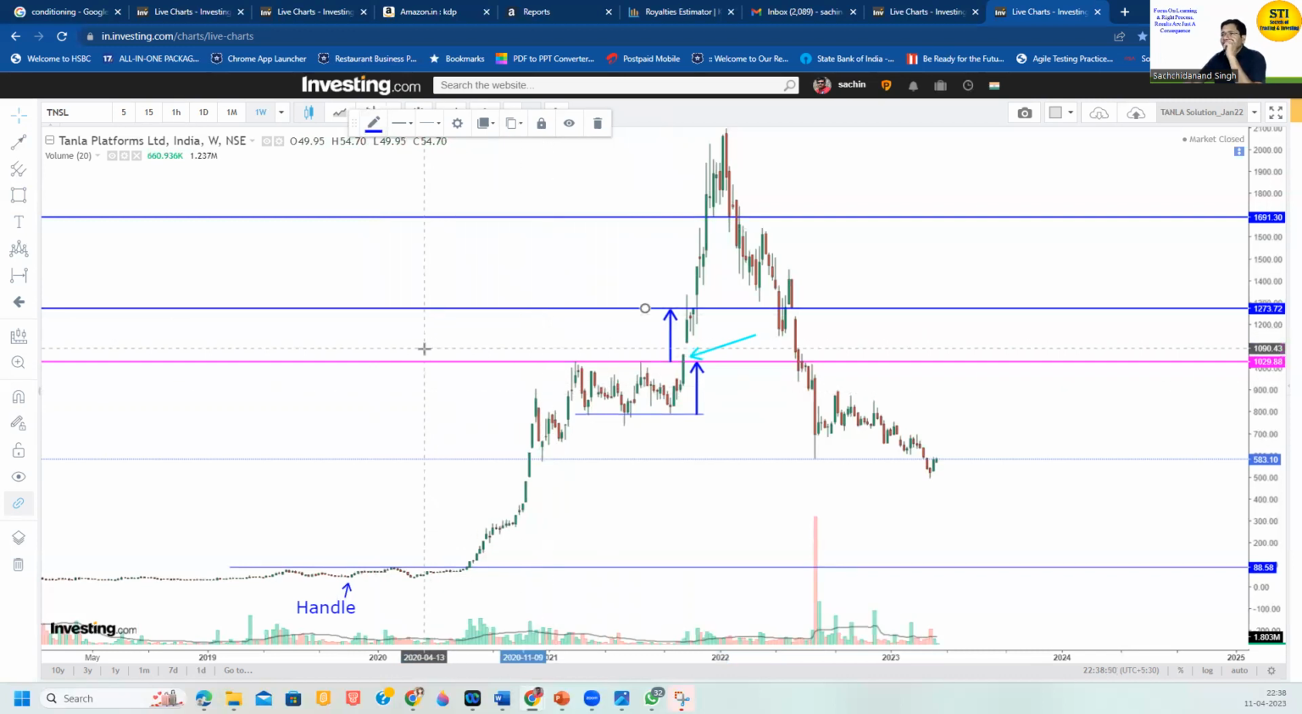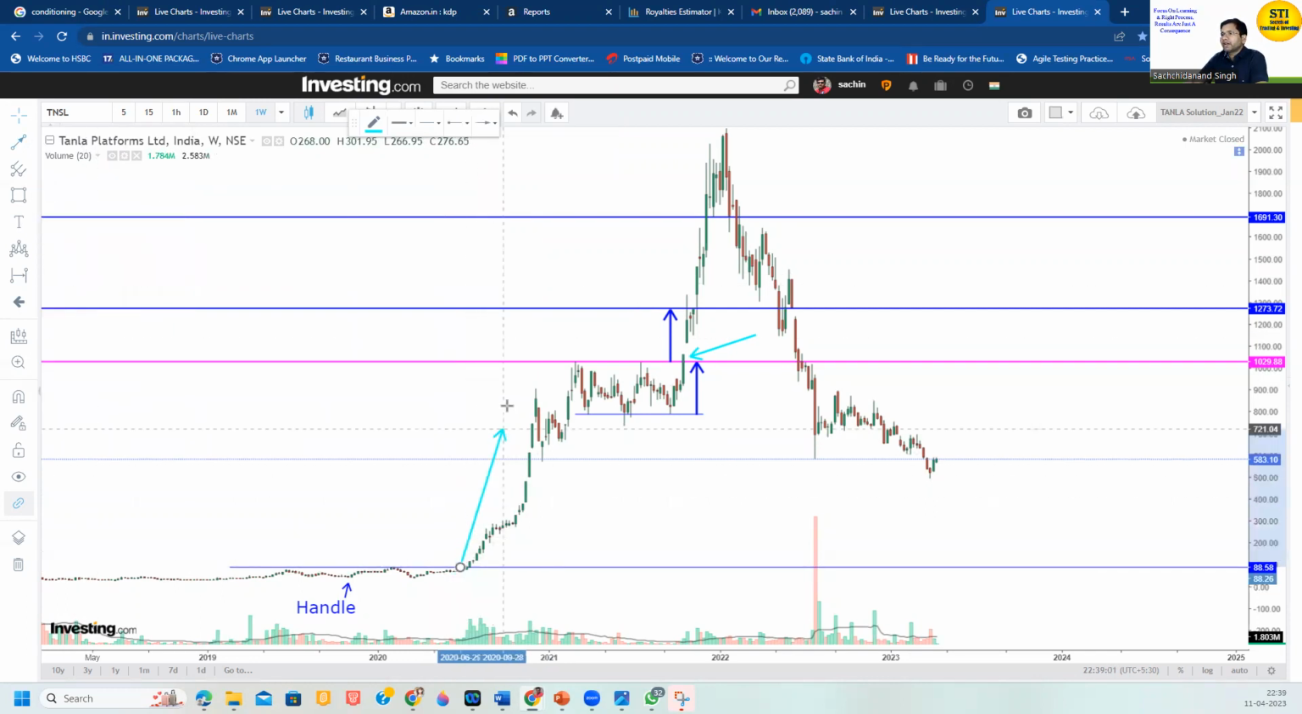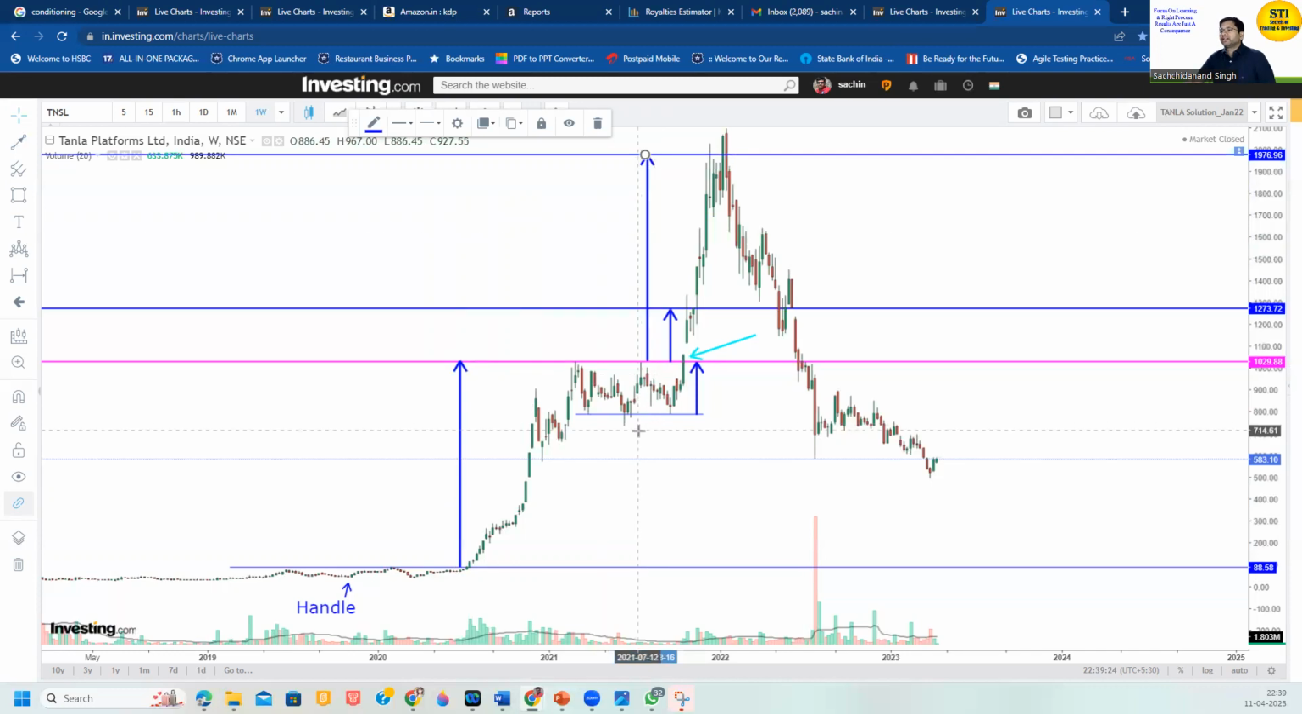The second target is the pole of the flag. As I mentioned, the pole is the distance from where the price starts, that is this particular support, until the time it starts to make the flag. This particular distance, or the move in the price, is called the pole. If I again keep it from the top of this resistance line, that will be your second target. So in the same stock, we got 2 possibilities.